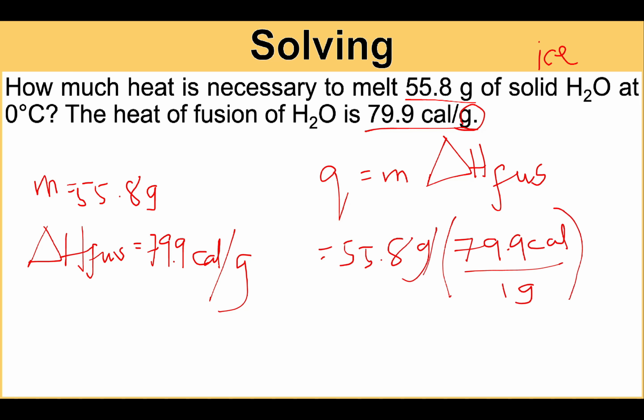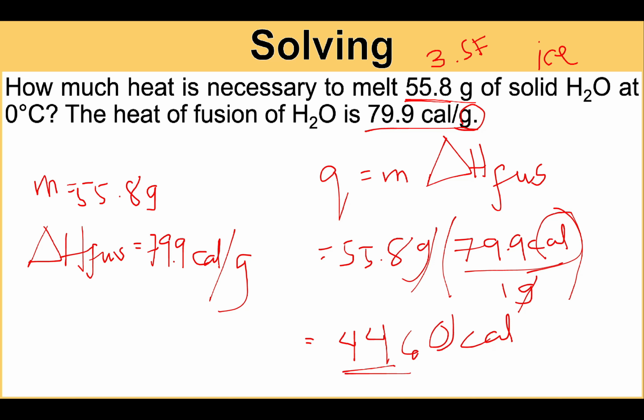Then cancel the units. You will get calories. This will give you 4,460 calories. So check the significant figures. You have 3 here and you have 3 here. This one is insignificant, so this is our final answer.